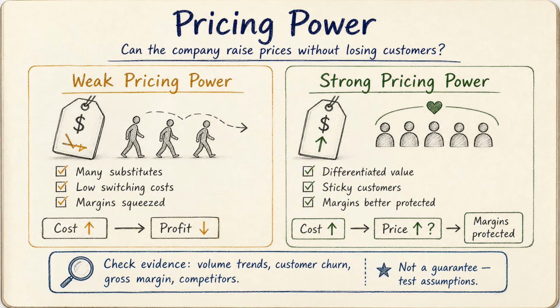Pricing power is one of the strongest signs of a durable model, but it must be proven. A company may have pricing power because of brand, data, technology, distribution, switching costs, network effects, or service depth. The evidence is not the claim. The evidence is whether customers stay after price increases, whether competitors can undercut the company, and whether volume remains healthy without constant discounts.